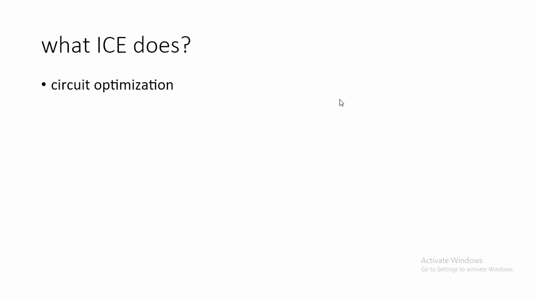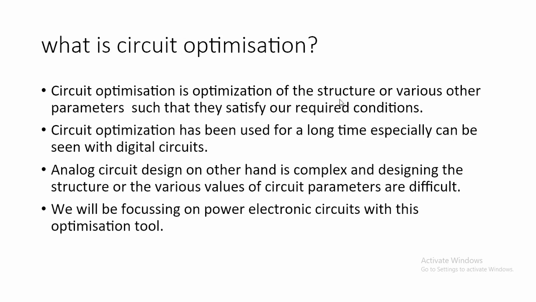A lot of people will have difficulty understanding what circuit optimization is. Circuit optimization is the optimization of structure or various parameters such that they satisfy our conditions and use less resources or something like that. I will explain it with the help of a DC circuit.